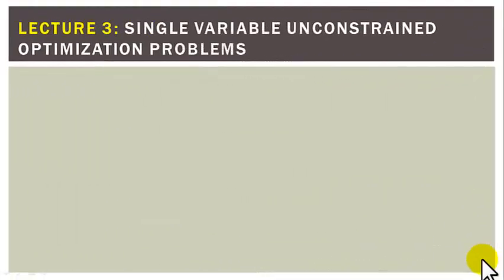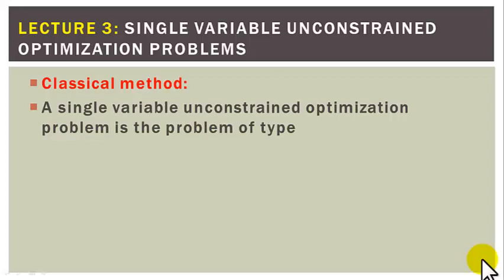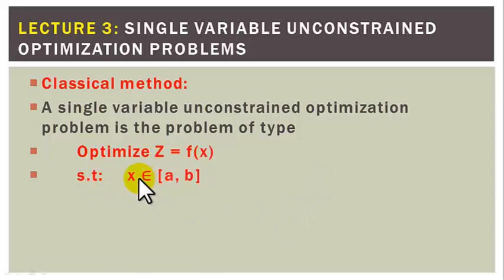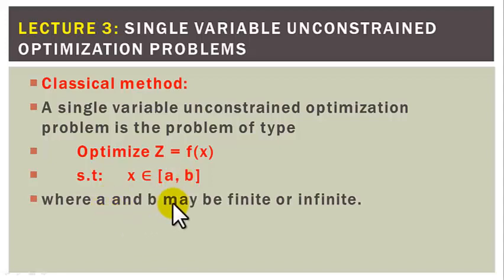Lecture 3 on single variable unconstrained optimization problems. The classical approach. A single variable unconstrained optimization problem is the problem of the type: optimize z equal to f of x subject to x an element of the closed interval ab, where a and b may be finite or infinite.